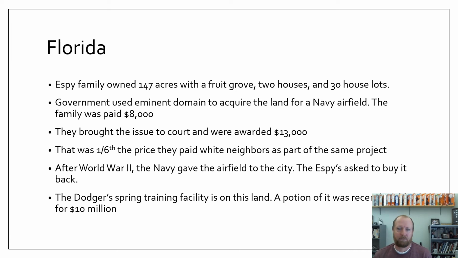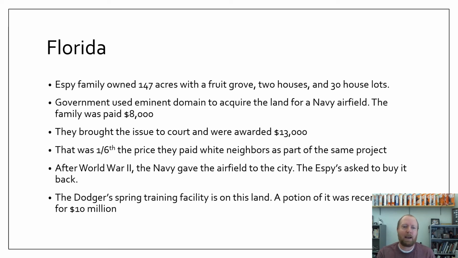Now, at the end of World War II, the Navy didn't need this airfield anymore, and the Espys asked to buy it back. And the Navy said no. They gifted it to the city. They gave it free to the city, who then was able to sell it, and they've sold it. The Dodger Spring Training Facility is located currently on that land. A portion of that land was recently sold for $10 million.